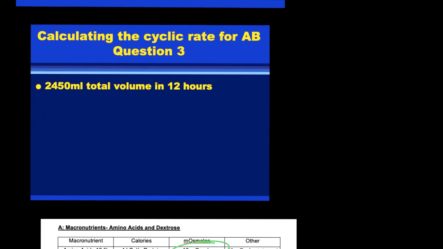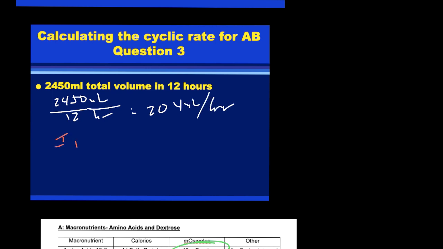Okay, next one, you're going to do 2450 total volume in 12 hours. So remember, you pick your base rate. It's 2450 divided by 12 milliliters per hour. That gives you 204. Now you want to pick your arbitrary rates. I picked 100, and make sure you have your units, mils per hour. I picked 100 mils per hour.